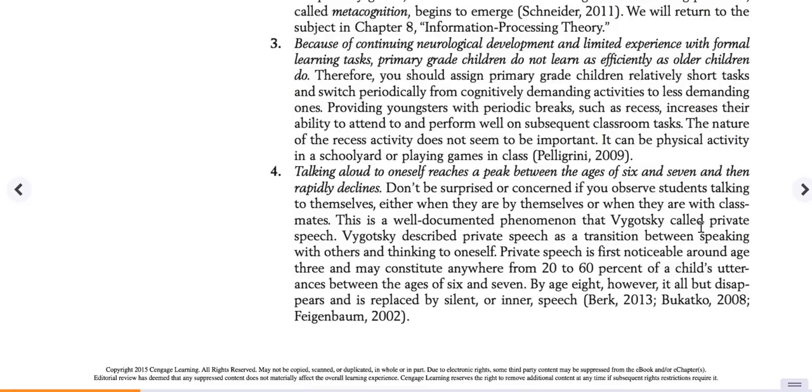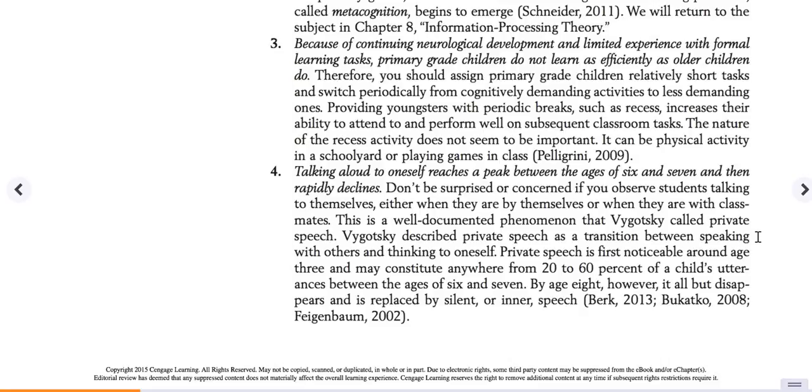Talking aloud to oneself reaches a peak between the ages of 6 and 7 and then rapidly declines. Don't be surprised or concerned if you observe students talking to themselves, either when they are by themselves or when they are with classmates. This is a well-documented phenomenon that Vygotsky called private speech. Vygotsky described private speech as a transition between speaking with others and thinking to oneself.